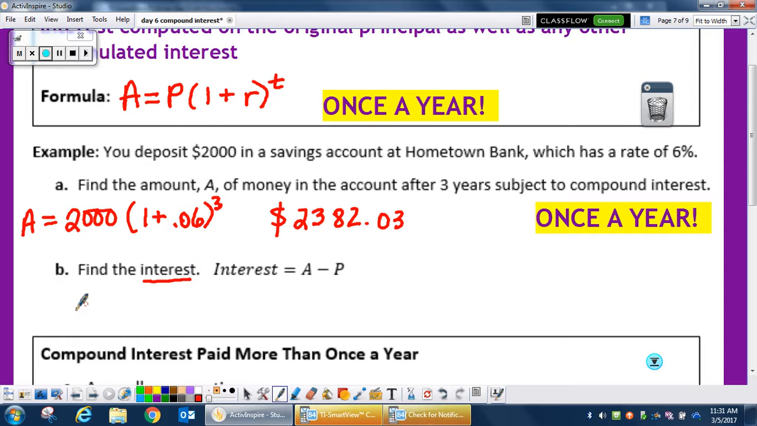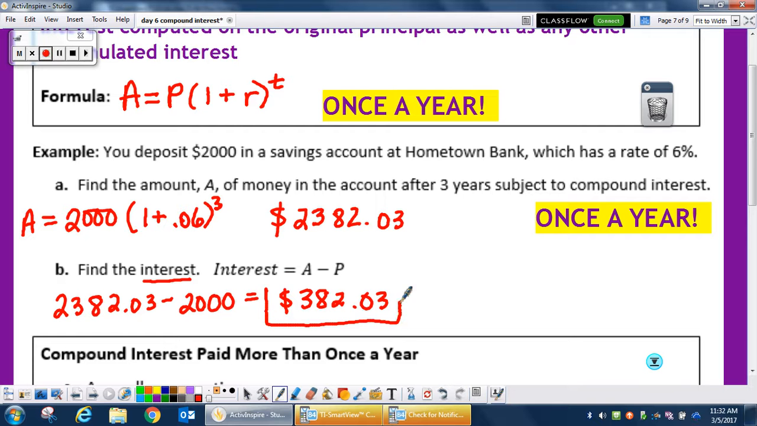So if you want to calculate the amount of interest that was earned, and in this case, remember, interest is a good thing, you would take that total minus what you originally put in, and that's $382.03. So your account, just by having it in the bank, made $382.03 in 3 years. So again, that was a good thing because you were saving your money in the account and it earned interest. Okay? So that's an example for when it's once a year.